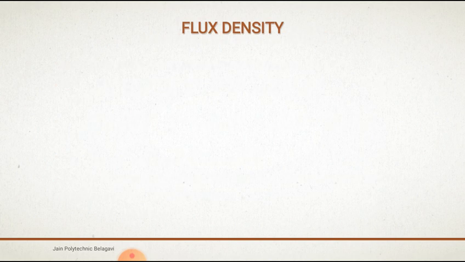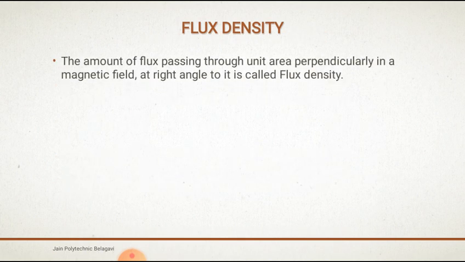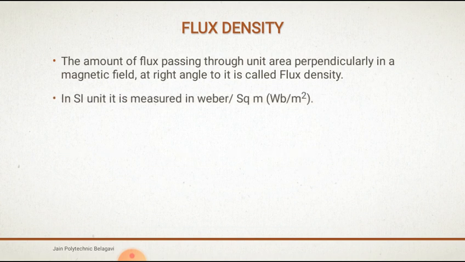Flux density. The amount of flux passing through unit area perpendicularly in a magnetic field, at right angle to it, is called flux density. In SI unit it is measured in Weber per square meter.